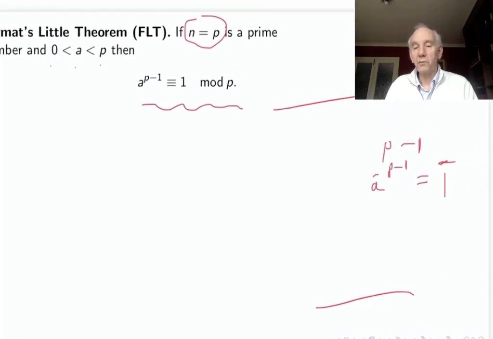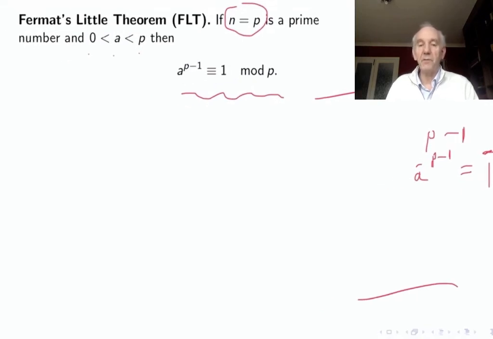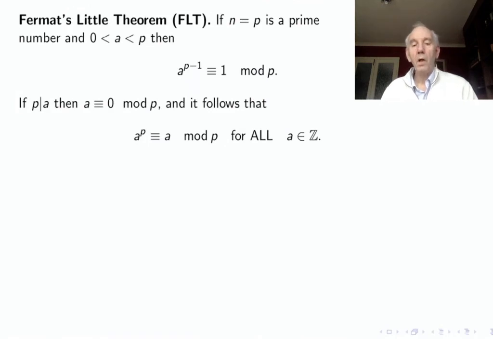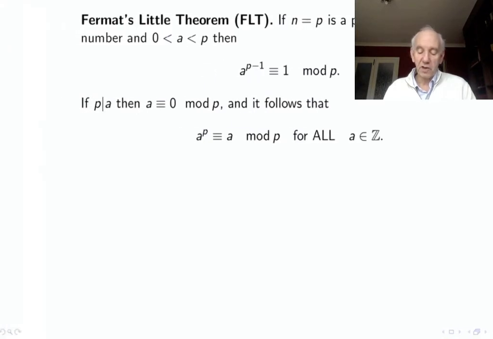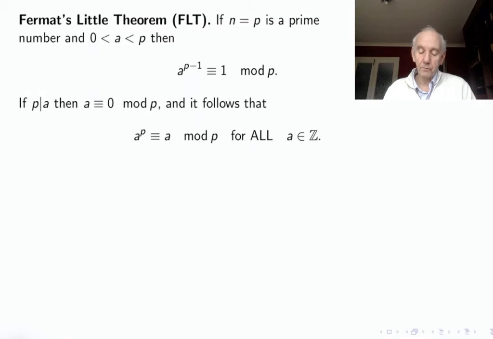So I was trying to show you what was missing there. A bar to the power p minus 1 is 1 bar. That's the same thing as this statement here. Now, we can make this statement a bit more general by multiplying both sides by a. So if we multiply both sides by a, if this is true, then from what I said before, this is certainly true. This certainly implies that.